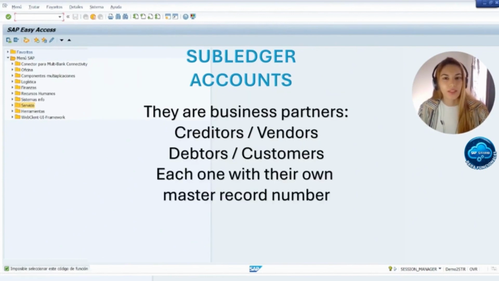So what are auxiliary accounts? Basically, they are business partners. All customers, suppliers, and debtors are business partners that are created within the SAP system, and each one has their own record number or business partner ID. Within SAP, you enter the data: address, payment method, tax ID, and so on. That information is created and that generates the number.